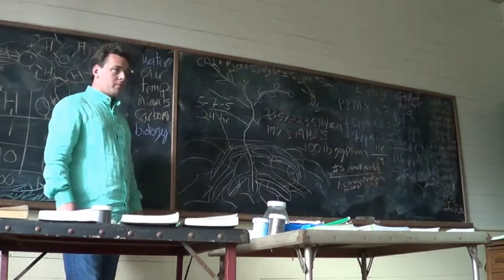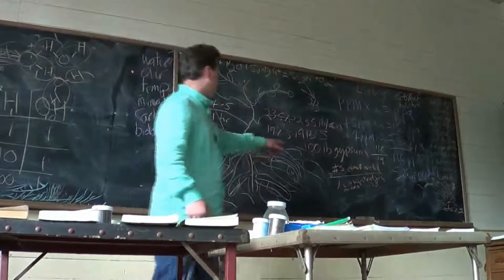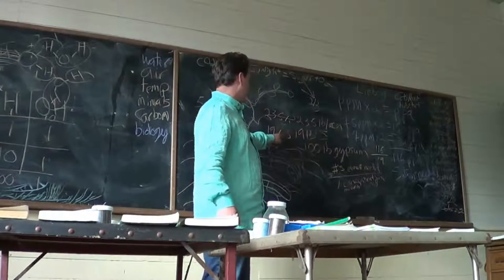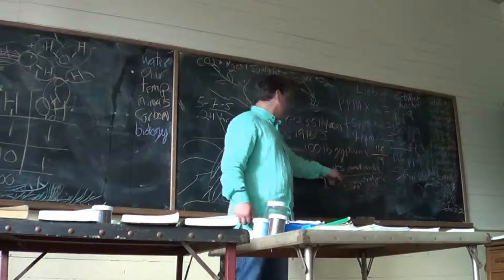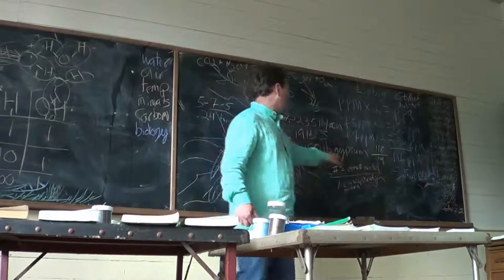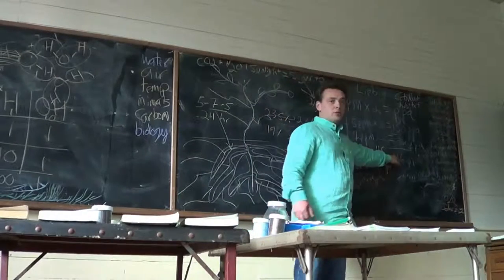0.19. Everybody got that? And how did you get 0.19? Where's that from? Because gypsum is 19% sulfur. Oh, I see. So the percent concentration is 19, and the pounds of the element needed is 116.